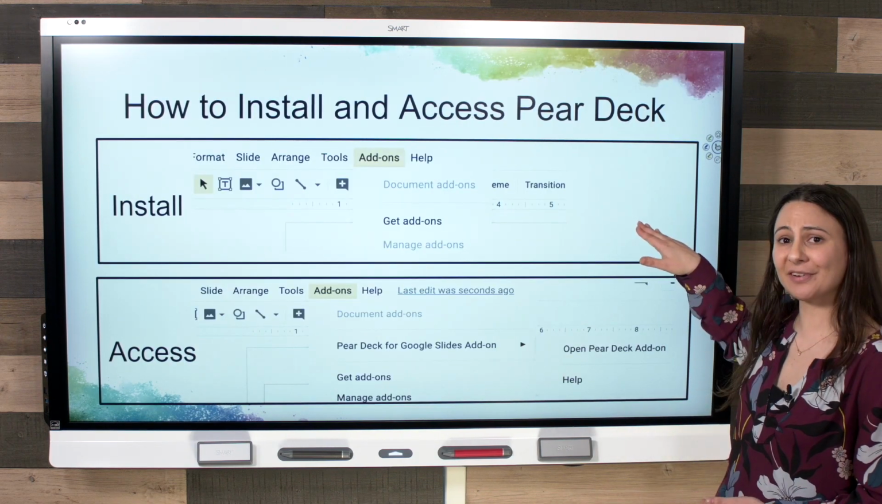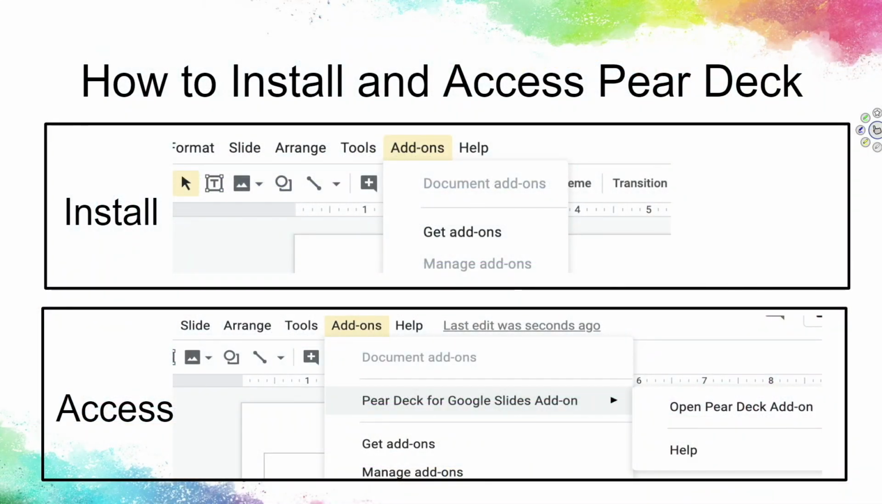Okay, so how do we install and then access that Pear Deck add-on? So first thing we're going to go over is the install process. Now, if you don't have Pear Deck installed, for the first time you're going to go to the add-on section on our menu bar here up at the top. So it's right between Tools and Help. We're going to go to Add-ons, then Get Add-ons, and then from there we're going to search for Pear Deck.